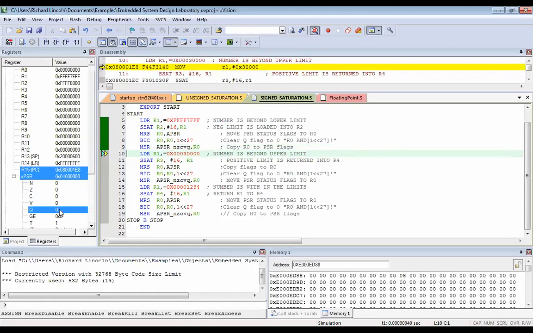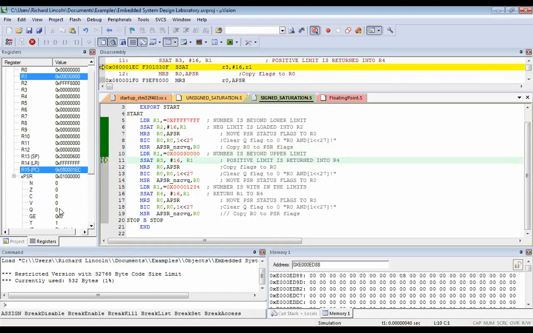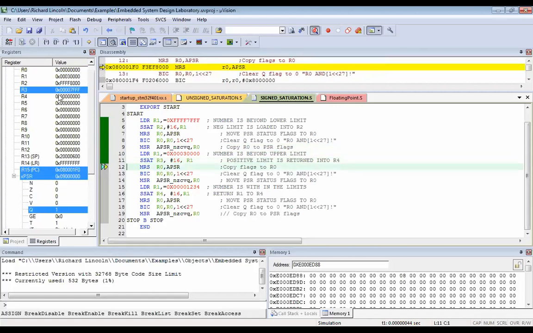Next, I'm going to take another number into R1. Now this is beyond the upper limit. Since it's beyond the upper limit, we take the value 2 raised to n minus 1, minus 1. So that value is 0x00007FFF, which is the positive value. And again here Q has become 1. Why has Q become 1? Because it has reached this upper positive value.